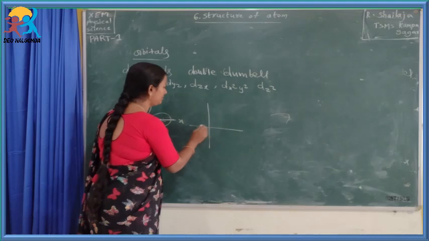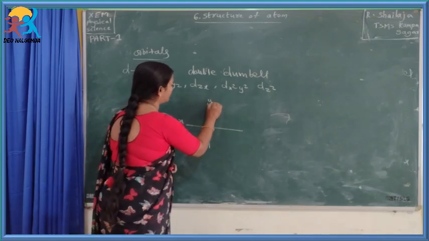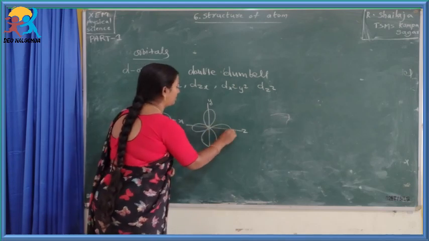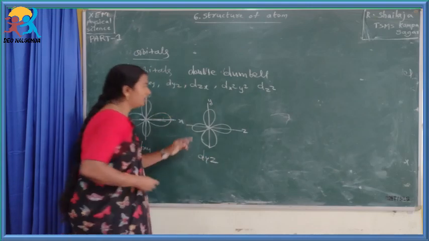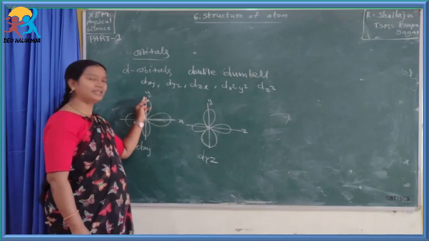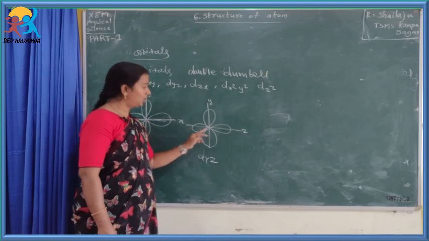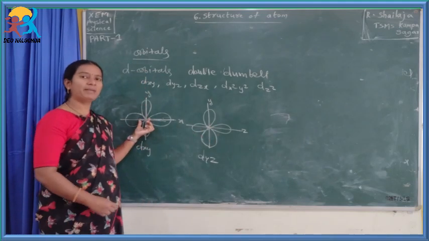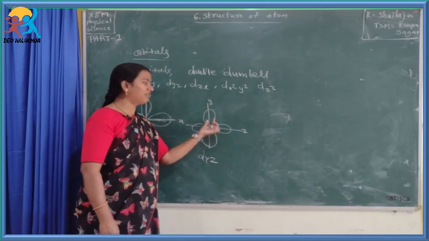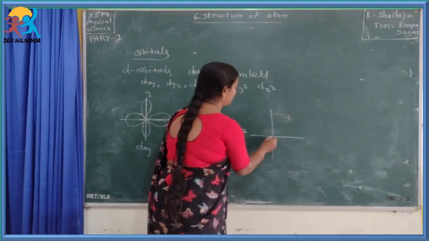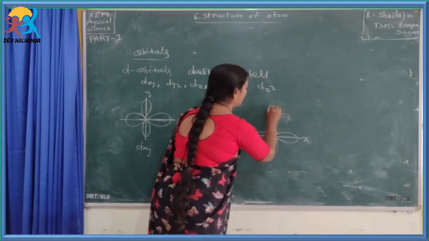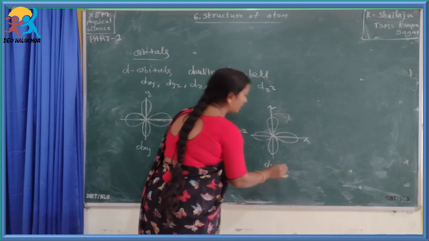And next, it is dyz. Here you see ma, it appears similarly, but it is the y axis and the z axis. So in dxy orbitals the 2 dumbbells are along the x and y axis, and in dyz orbitals the 2 dumbbells are along the y and z axis. And this one is the dzx.